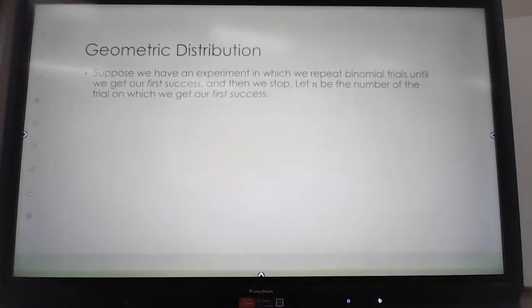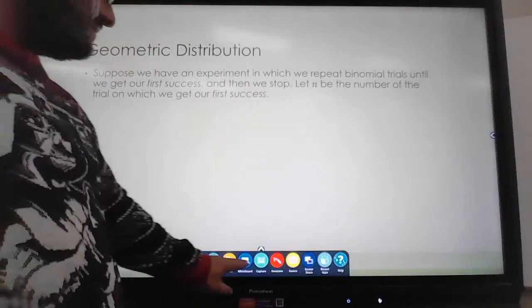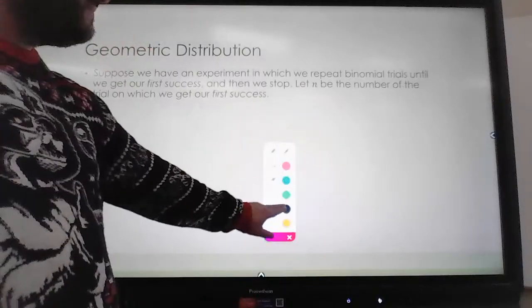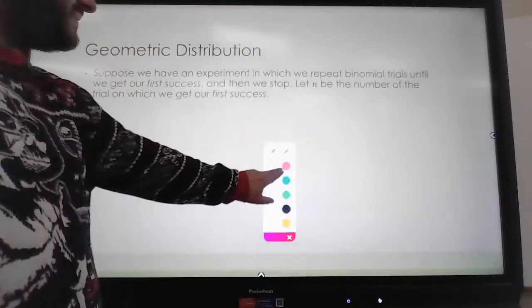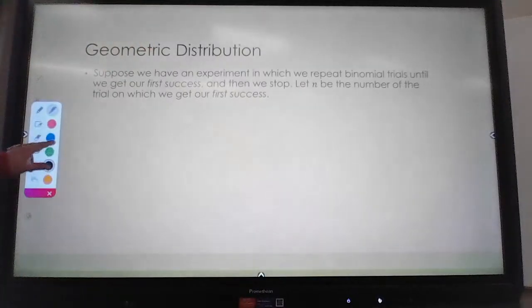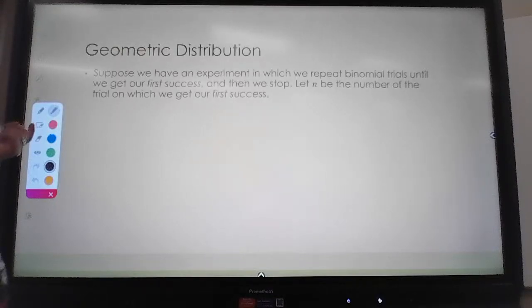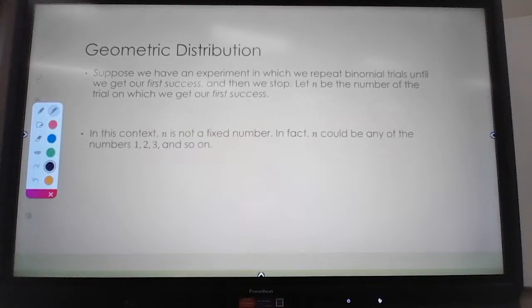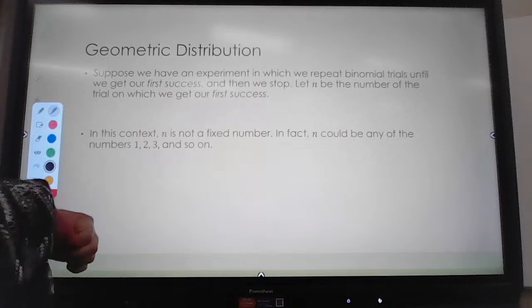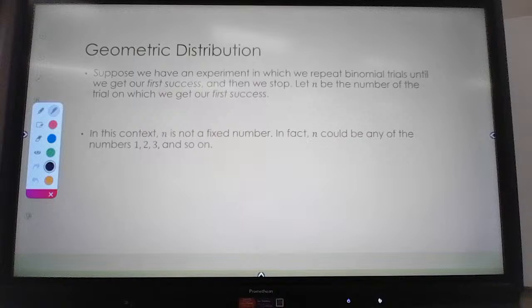So if we have an experiment in which we repeat binomial trials until we have our first success and we stop, this is where our geometric distribution comes into play. So n will be the number of trials on which we get our first success. In this context, we don't have a fixed number of trials. In fact, n could be any of the numbers 1, 2, 3, and so on. Now, it still means that we have a fixed number of trials, period, but n is not a fixed number.